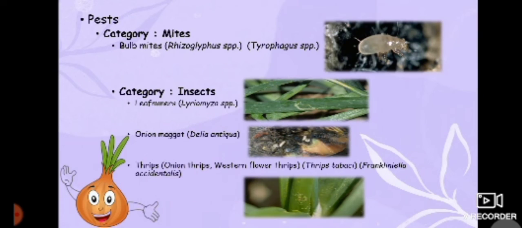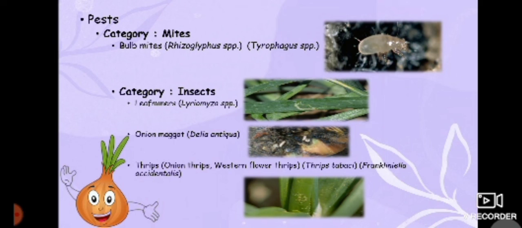Next are the pests. The category: mites. Bulb mites or Rhizoglyphus spp. or Tyrophagus spp. The symptoms are stunted plant growth, reduced stand, and bulbs rotting in the ground or in storage. The pest is a cream white bulbous mite 1 millimeter in length which resembles a pearl with legs.